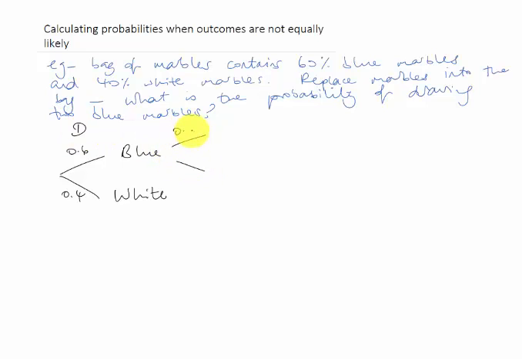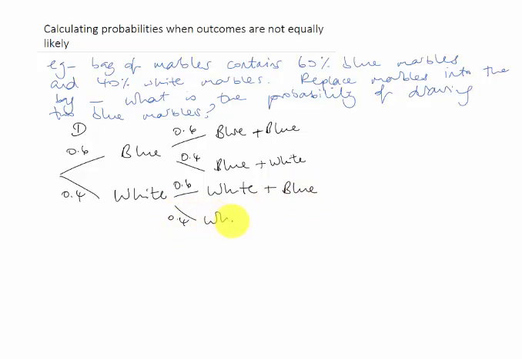And then the second time, the same thing will happen again. So 0.6 we'll get, we've already got a blue, and then we get another blue. 0.4 we'll get, we've already got a blue, and we'll get a white. We've already got a white, 0.6 we'll get a blue. 0.4 we've already got a white, and we pick the second one to be blue.